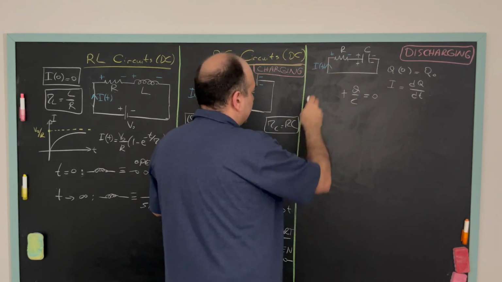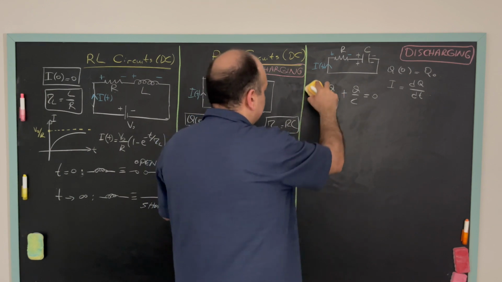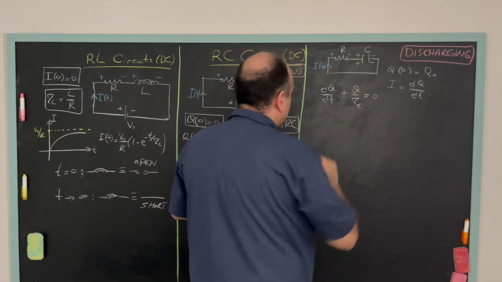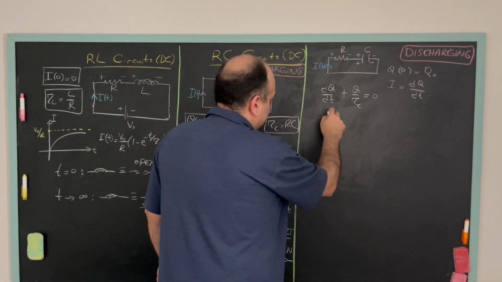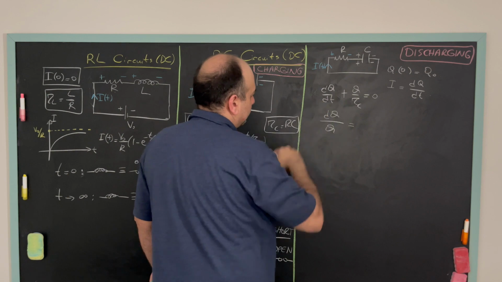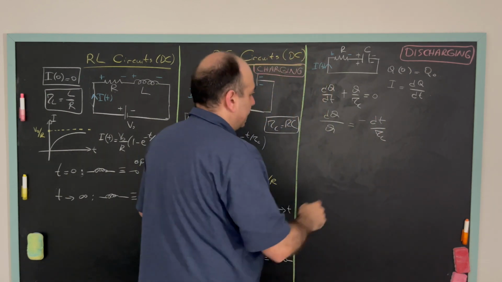So the first term becomes R times dq over dt. So I can divide everything by R, so this becomes RC, or the time constant, tau C, in an RC circuit. So this is an easy equation. So dq over q becomes minus dt over tau C.